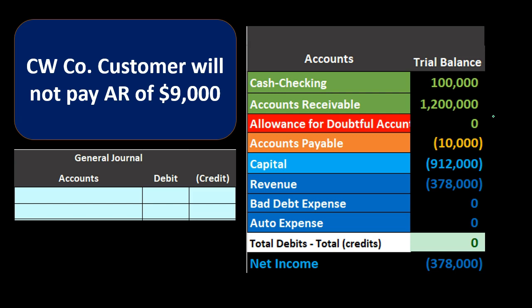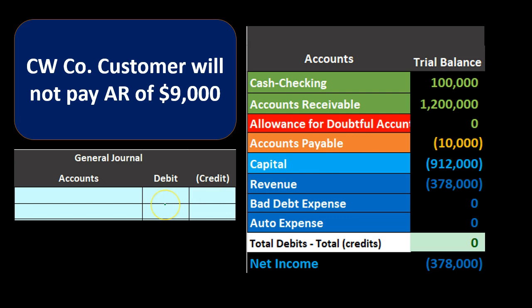As we go through the direct write-off method, we always want to compare it to the allowance method to see the differences between the two methods. We have this account here, this red account, that will not be used as we go through this direct write-off method, but is there to show us what would be there if we were to use an allowance method to compare and contrast as we go through this process.